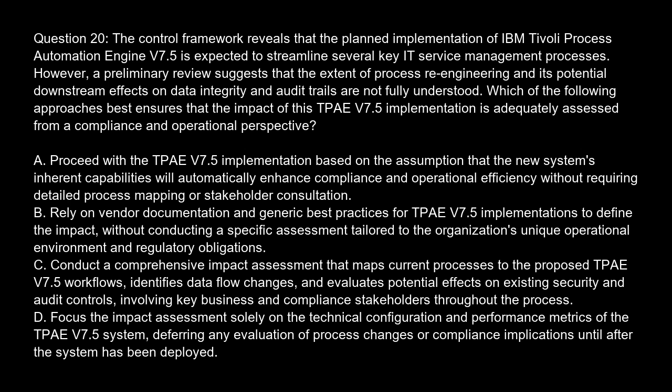Option C. Conduct a comprehensive impact assessment that maps current processes to the proposed TPv7.5 workflows, identifies data flow changes, and evaluates potential effects on existing security and audit controls, involving key business and compliance stakeholders throughout the process. Option D. Focus the impact assessment solely on the technical configuration and performance metrics of the TPv7.5 system, deferring any evaluation of process changes or compliance implications until after the system has been deployed.